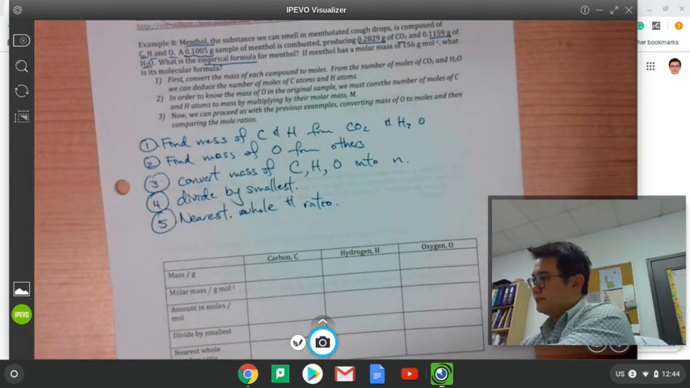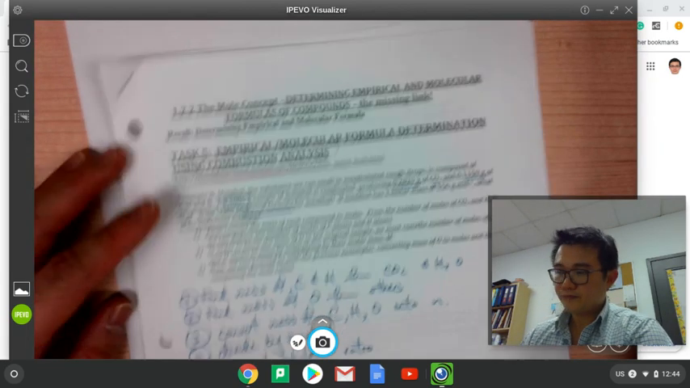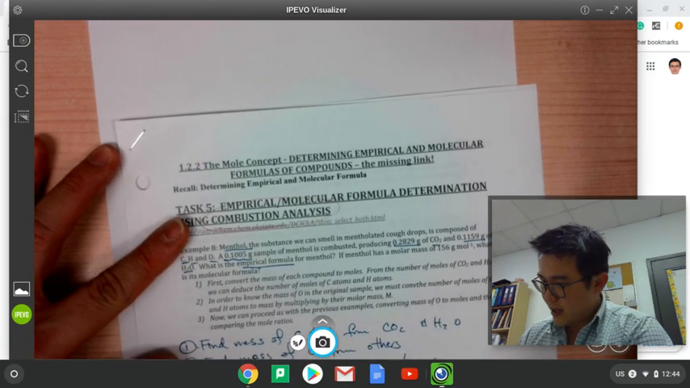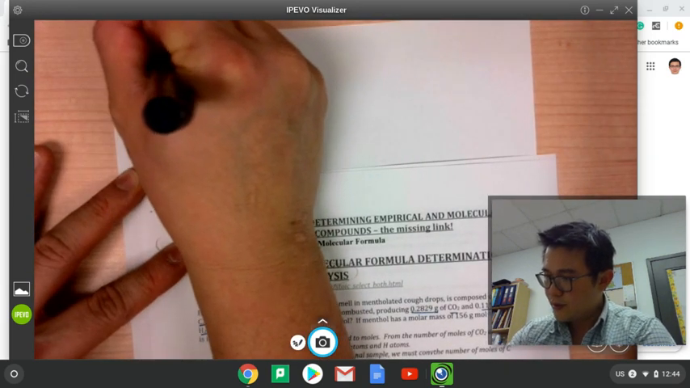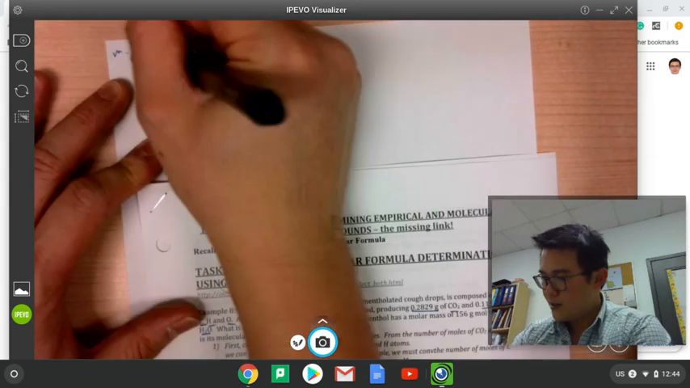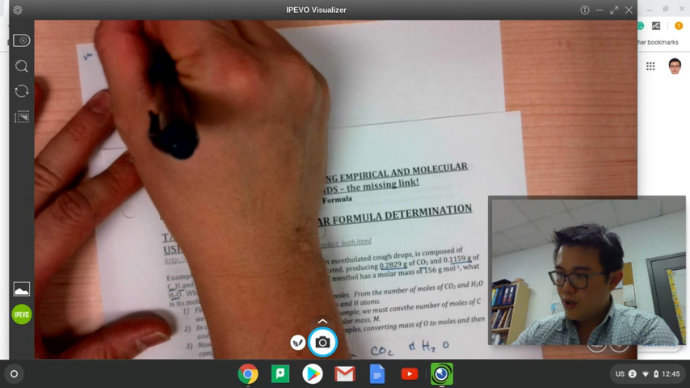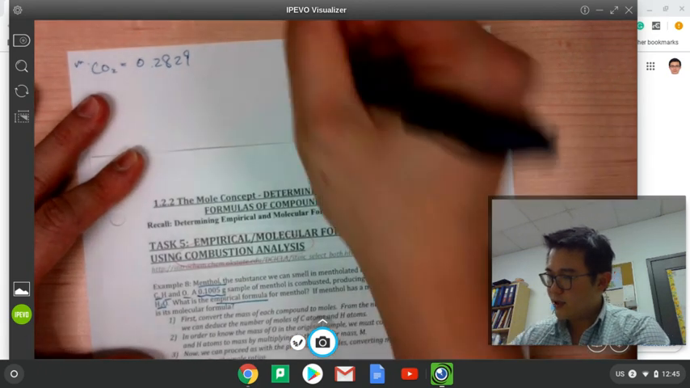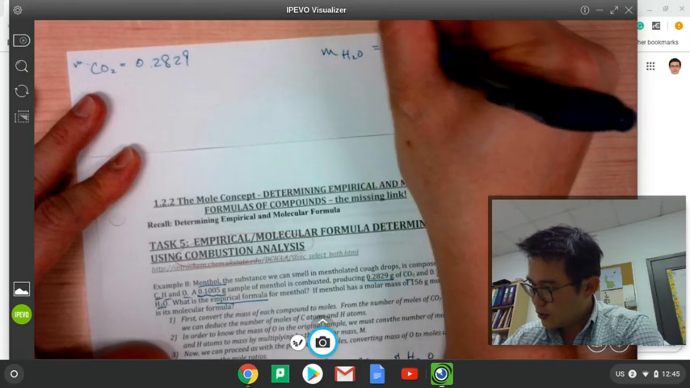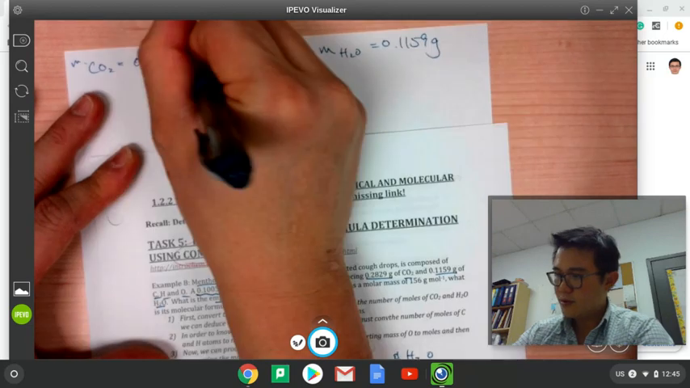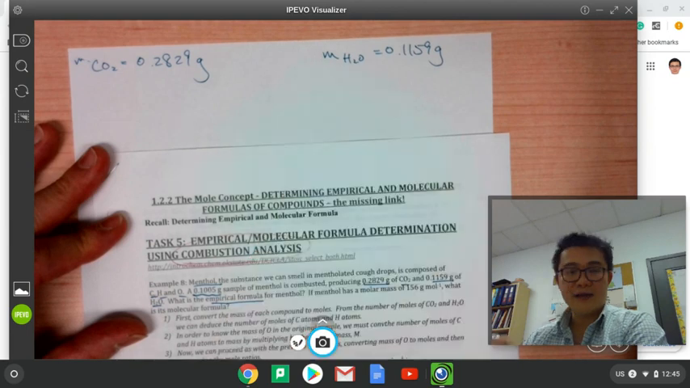Okay, so let's get this started. I'll use this bottom part of this. So step one, find the mass of this. So let's see. So CO2, the mass of CO2 is 0.2829, right? Make sure you guys can see. That's what it says here. And the mass of water is 0.1159 grams. Awesome.